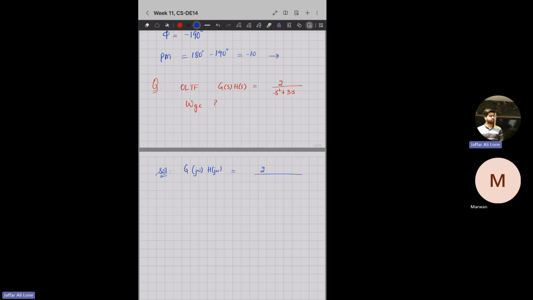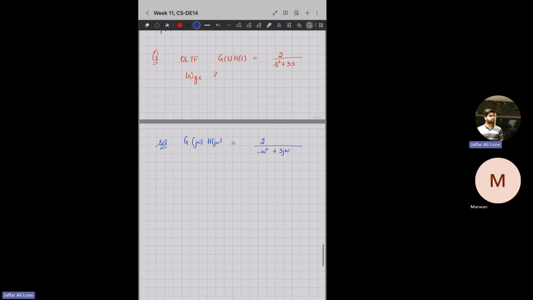j omega square, j square is minus 1. So I'll directly write omega minus omega square plus 3j omega. Okay, so I did nothing. I just put s equal to j omega. Now, at gain crossover frequency, your magnitude is unity. So the magnitude of the transfer function is equal to unity.